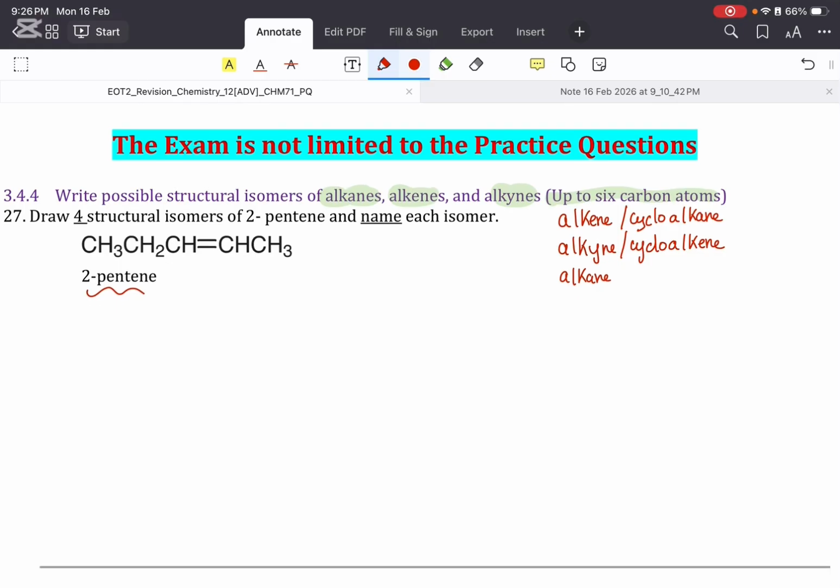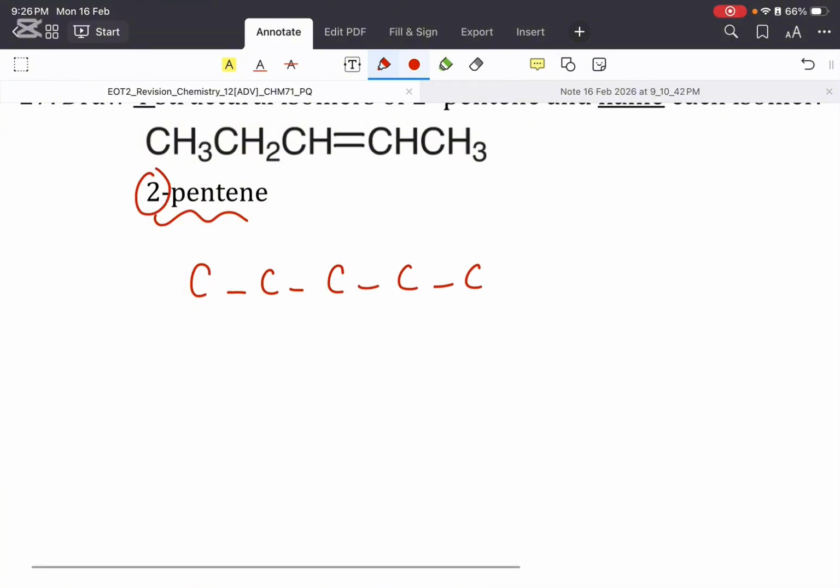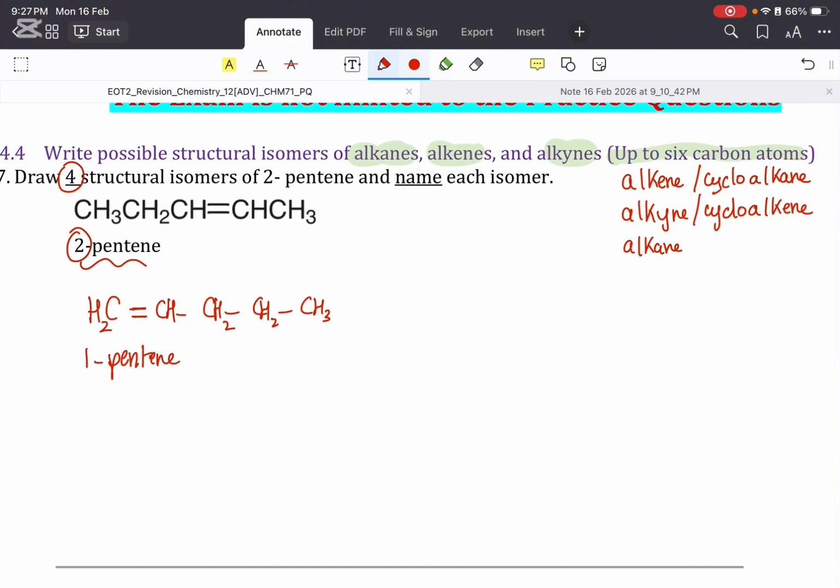So this one I have 2-pentene, I have 5 carbons. Always draw the isomers in the easy way. So you first begin with the maximum chain that you have. If I have pent on the second, let's draw pentene on the first. So here's the first isomer. They want us to do 4. So that's the first one. And I'm gonna name it as 1-pentene.